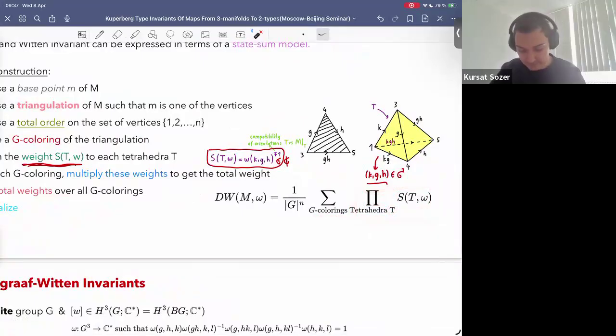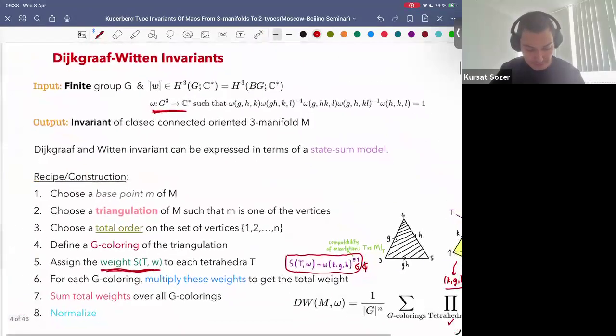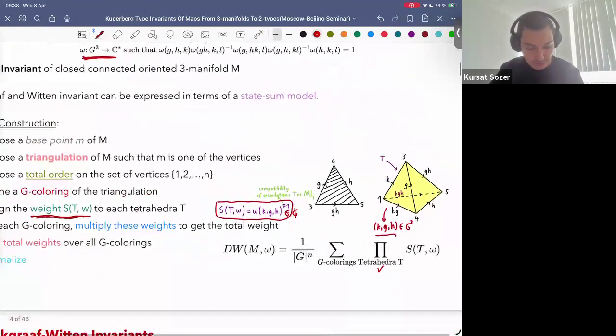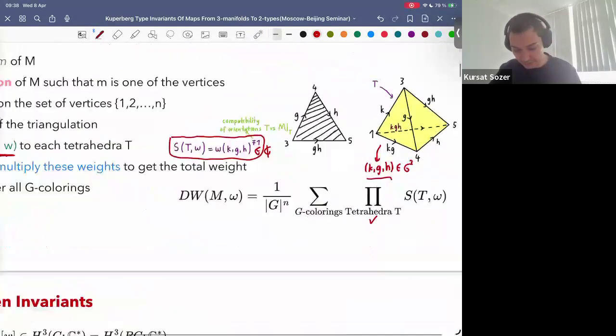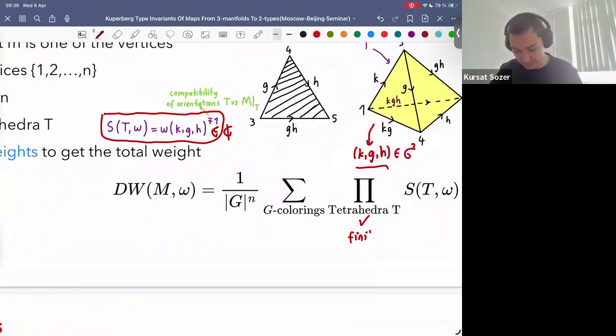The next step is, for each G coloring, we do this multiplication, assigning weights and then multiplying, and then sum over all these states the weights assigned to states. You may ask, is the number of tetrahedra finite? What do we have? M is a closed, connected, oriented three-manifold. Because it's closed, the number of tetrahedra is finite, so this product is finite. That's okay. And the set of G colorings is finite.